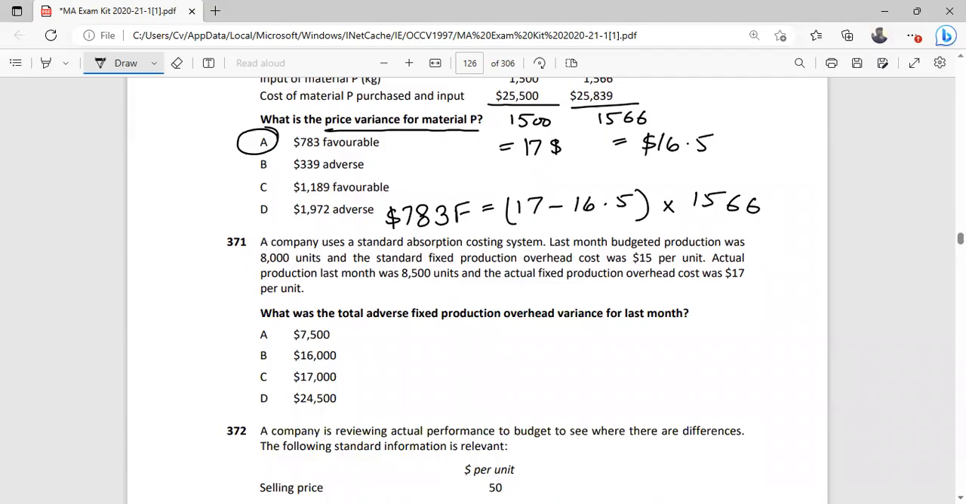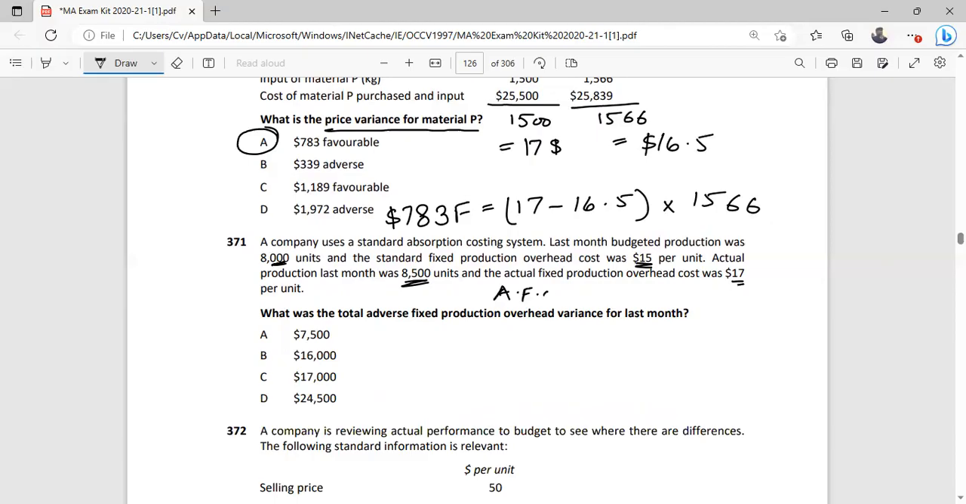Then in the next question, a company uses standard absorption costing. Last month, budgeted production was 8,000 units and standard fixed production overheads cost were $15 per unit. Actual production last month was 8,500 units and the actual fixed overheads cost was $17. What was the total adverse fixed production overhead variance for the last month? He is saying standard is 15. Budgeted production was 8,000. Actual production is 8,500 and actual fixed production overheads are 17.